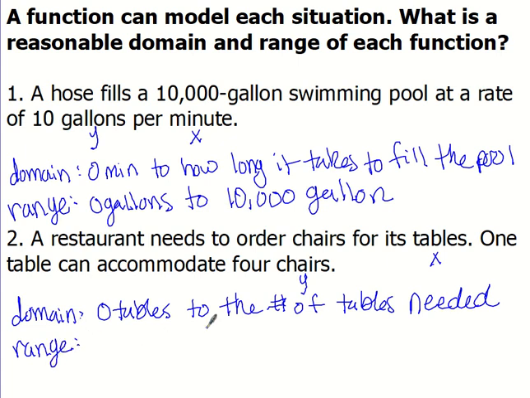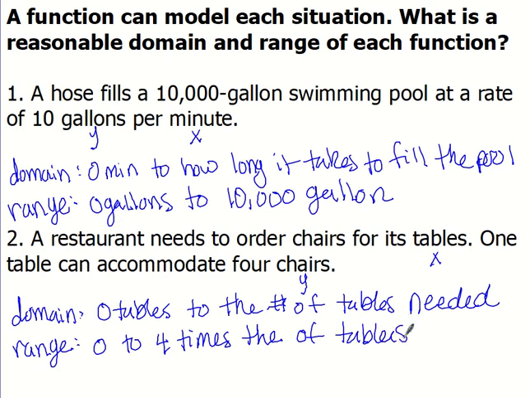And then the y, or the range, is going to be 0 to 4 times the number of tables. So it's 0 chairs to 4 times the number of tables, because every time I add a table, I add 4 chairs. So it's not just 0 to 1 to 2 to 3 to 4. If I add a table, I automatically add 4 chairs. I add 2 tables, I add 8 chairs, and so on.